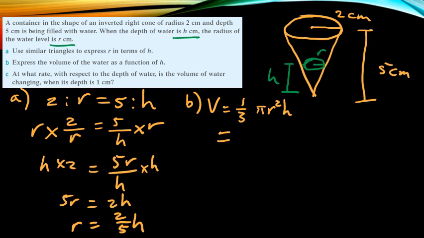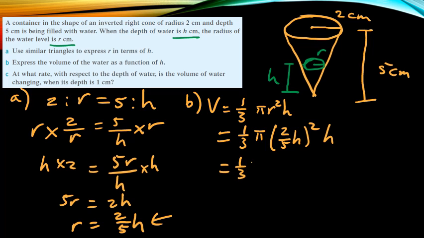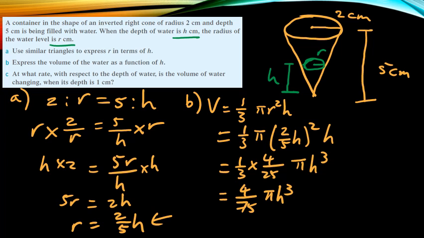Then we know r is equivalent to 2 over 5 h. So 1 on 3 pi, we replace r with 2 over 5 h, squared. So then if we square everything inside, we get 1 on 3 times 4 over 25 pi h cubed, which then gives us 4 over 75 pi h cubed.